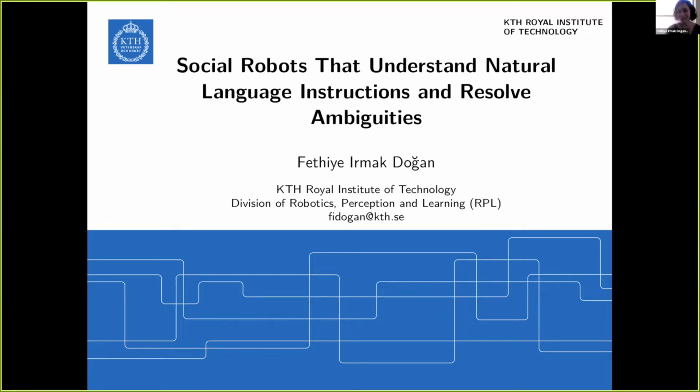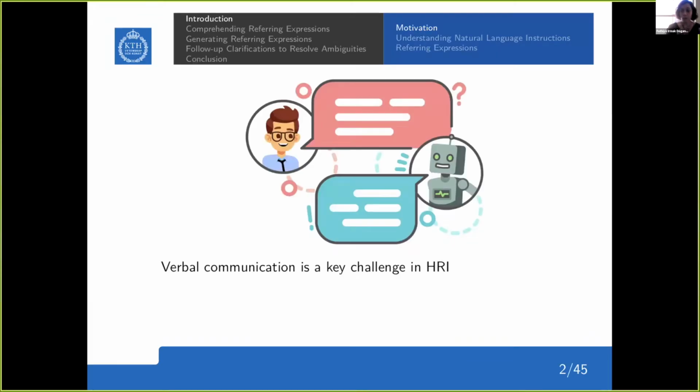Actually, I am so excited to talk today about our research. And today I will start talking about social robots that understand natural language instructions and resolve ambiguities. Let's start. Verbal communication is a key challenge in human-robot interaction, as we all know. But what are the main components of this key challenge? The first important part is speech recognition, but existing text-to-speech and speech-to-text applications work pretty well to address this part of the challenge. On the other hand, natural language understanding still requires further exploration, actually.